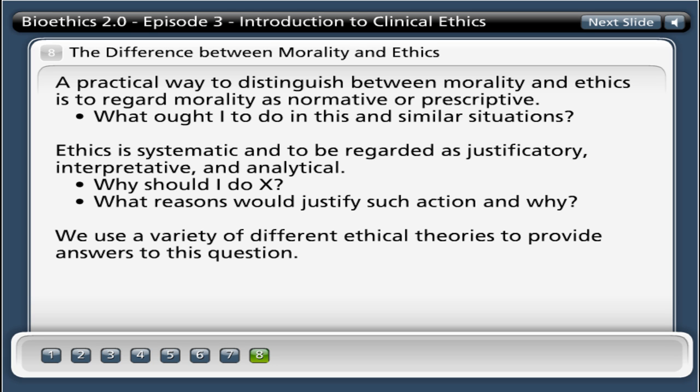A bit different is what ethics is. Ethics is systematic and to be regarded as justificatory, interpretive, and analytical. So rather than ask the question of what I ought to do in this and similar situations, ethics asks, why should I perform a particular action? Why should I do X? And what reasons would then justify such an action and why?